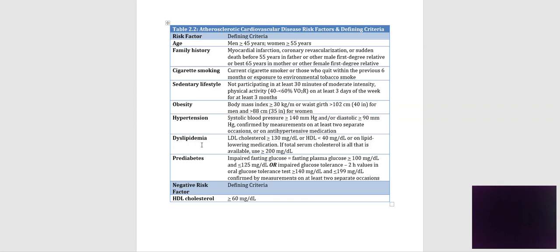So let's say that their cholesterol is 150 LDL cholesterol and 55 HDL cholesterol. So not only would they be a positive risk factor for their LDL cholesterol, but their total cholesterol is a risk factor as well, because if you combine the two, it'll be 205 total. But it only has to be one of the three. If they meet any of that criteria, then they are considered dyslipidemic, and that is a positive risk factor.